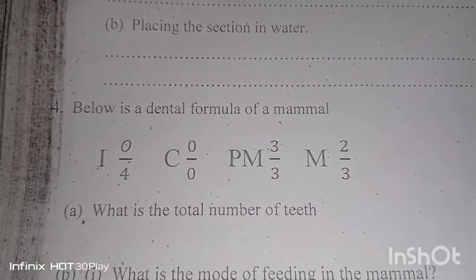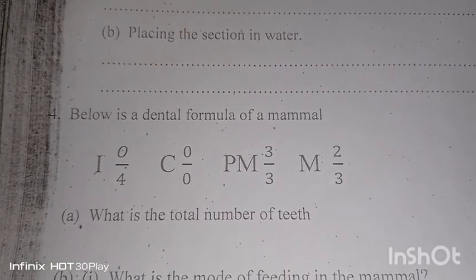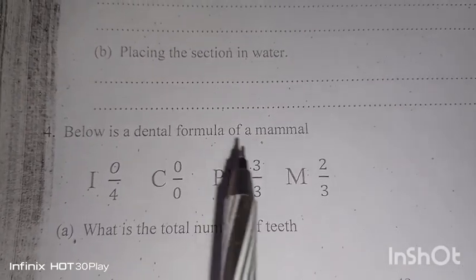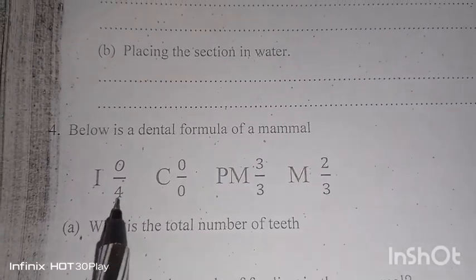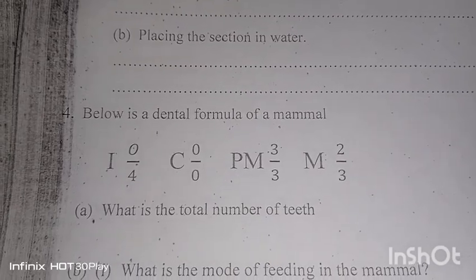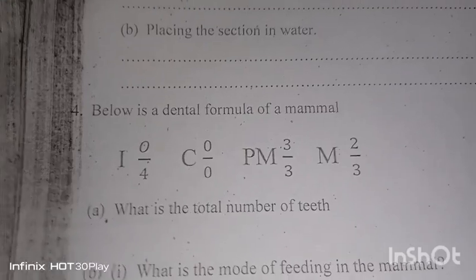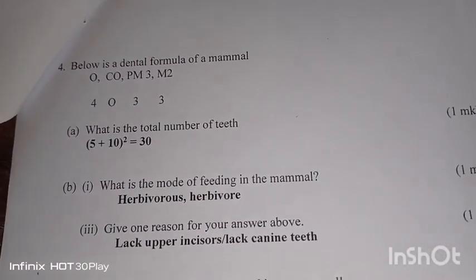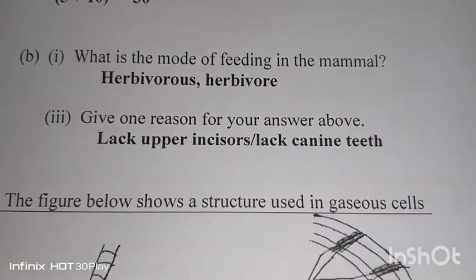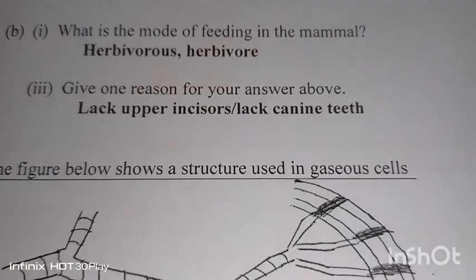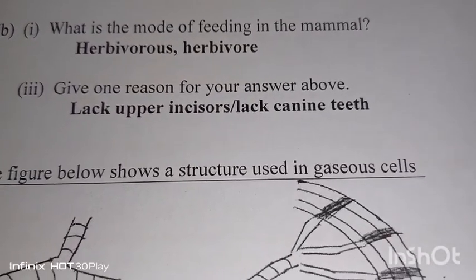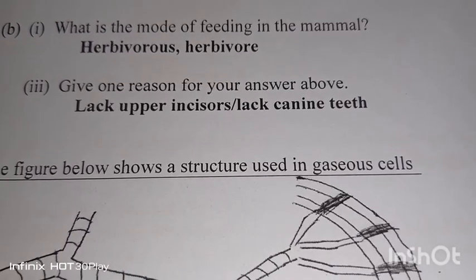It's half of the mouth. So whatever number that you get, you just multiply by 2 to represent the upper jaw and the lower jaw. So you will get 0, 0, 3, 5 on the upper jaw, and then you have 7, 10 on the lower jaw. Those are 15 teeth. You multiply by 2, you get 30. So the number of teeth of that animal is 30. Then you're asked, what is the mode of feeding in the animal above? It's simply a herbivore or herbivorous because it lacks the incisors and also canine.